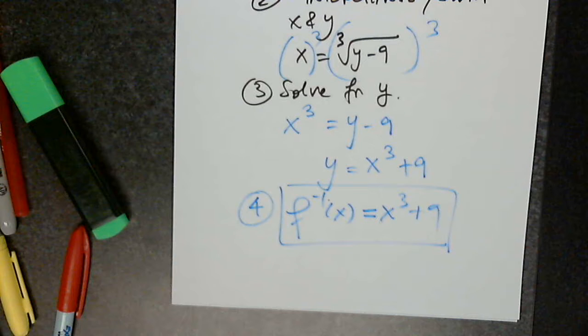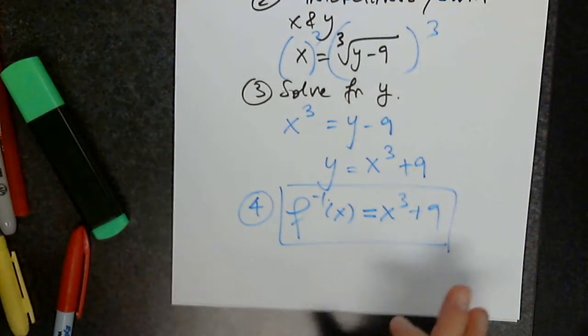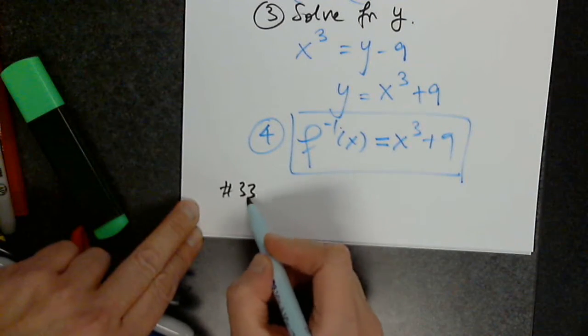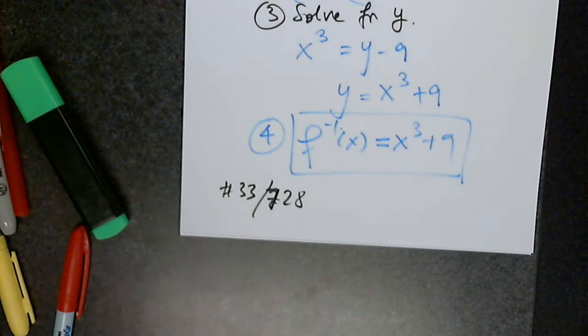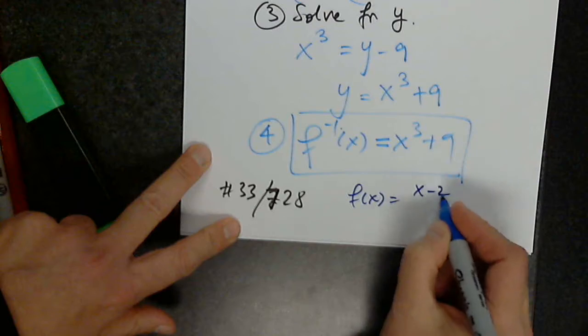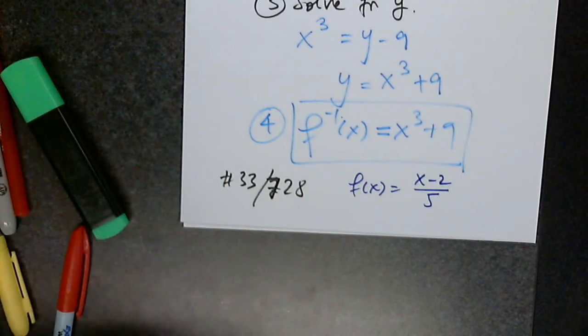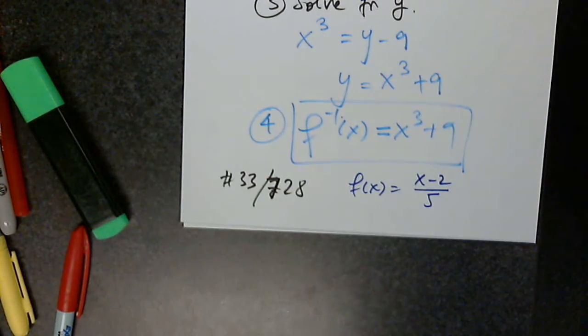On page 728. Problem 33. Okay. F of x equals x minus 2 over 5. They told us that this function is 1-to-1. What type of function is it?